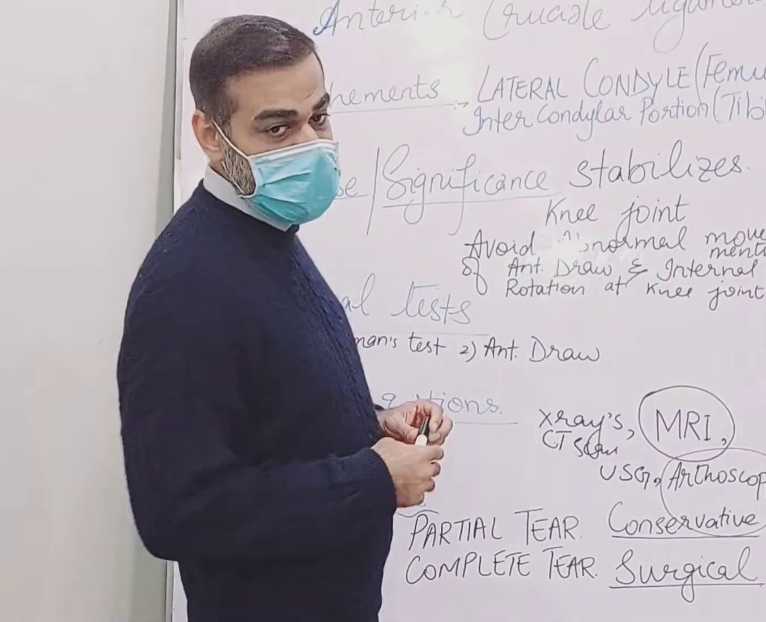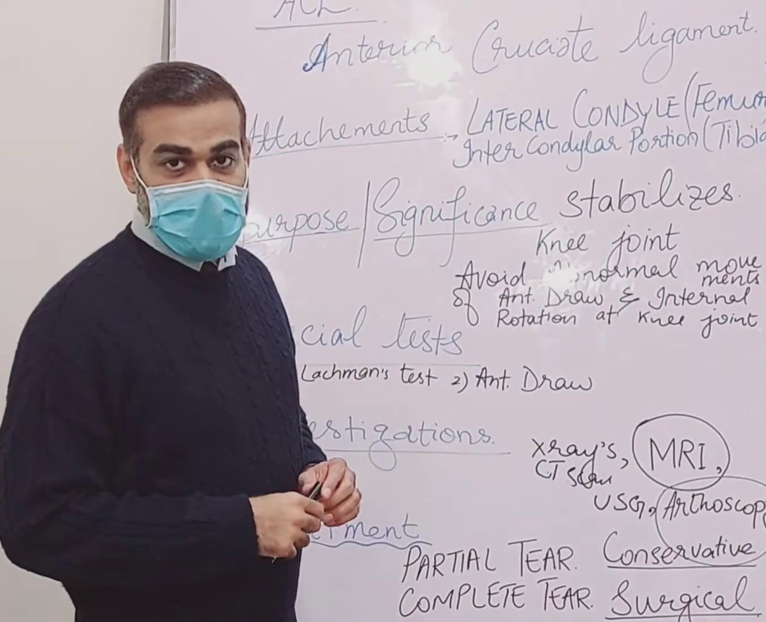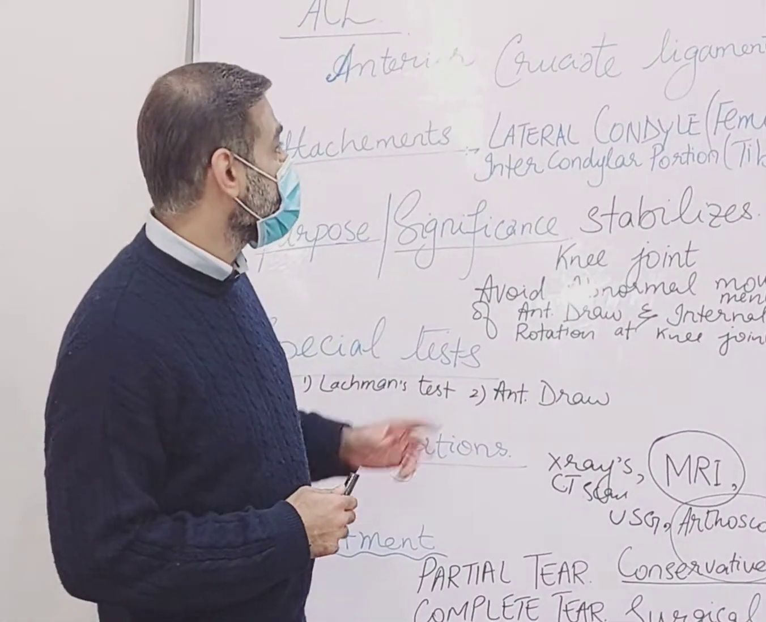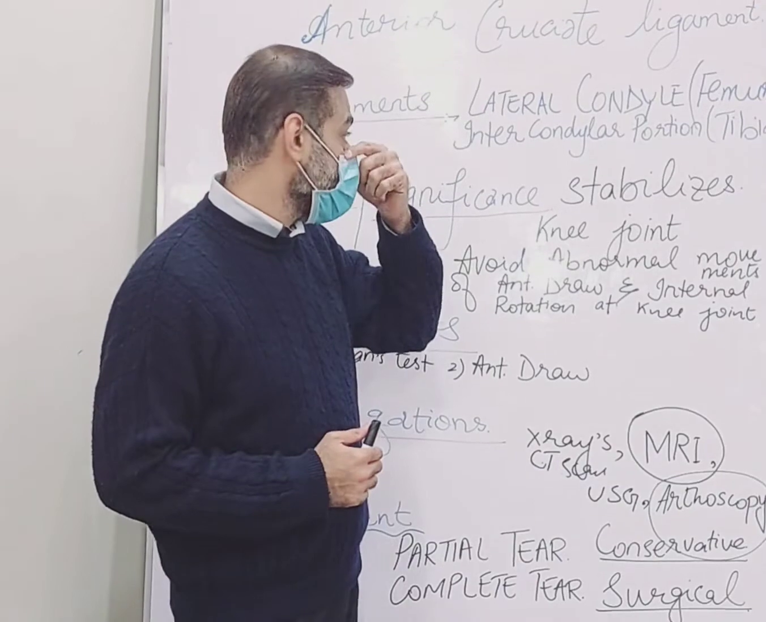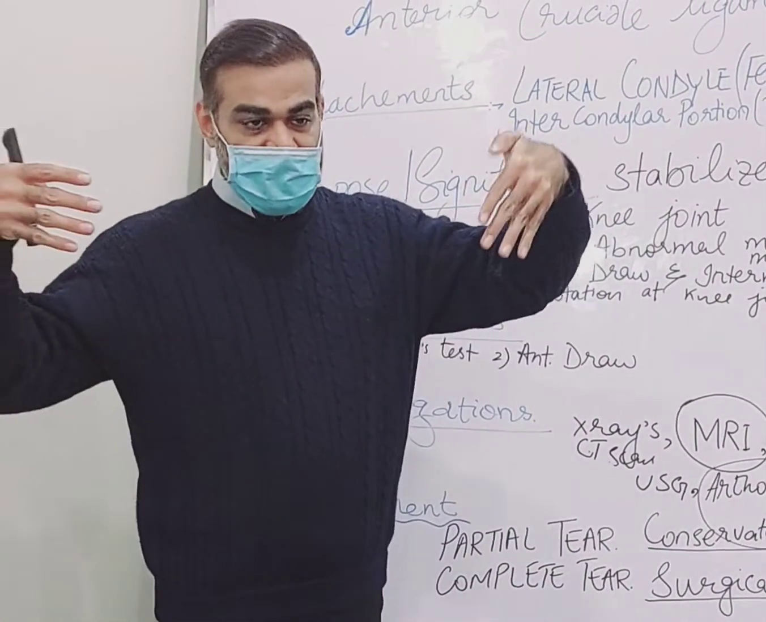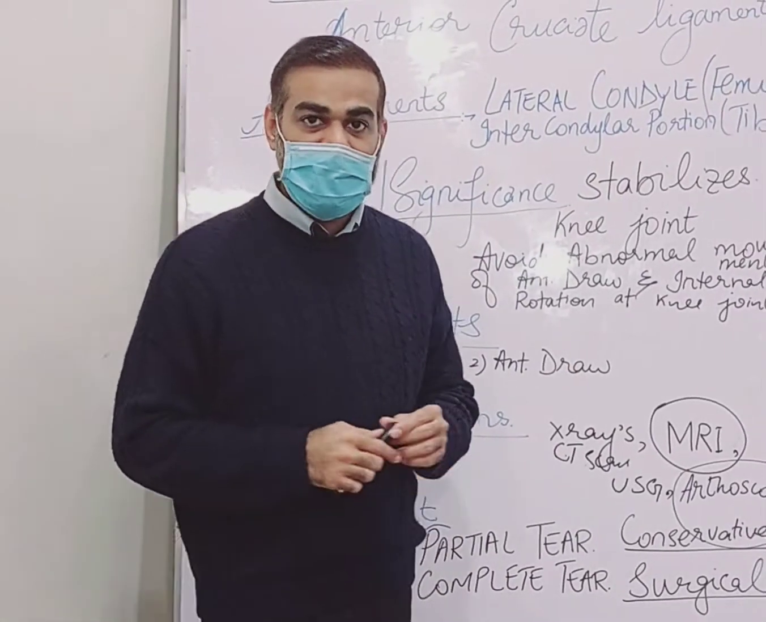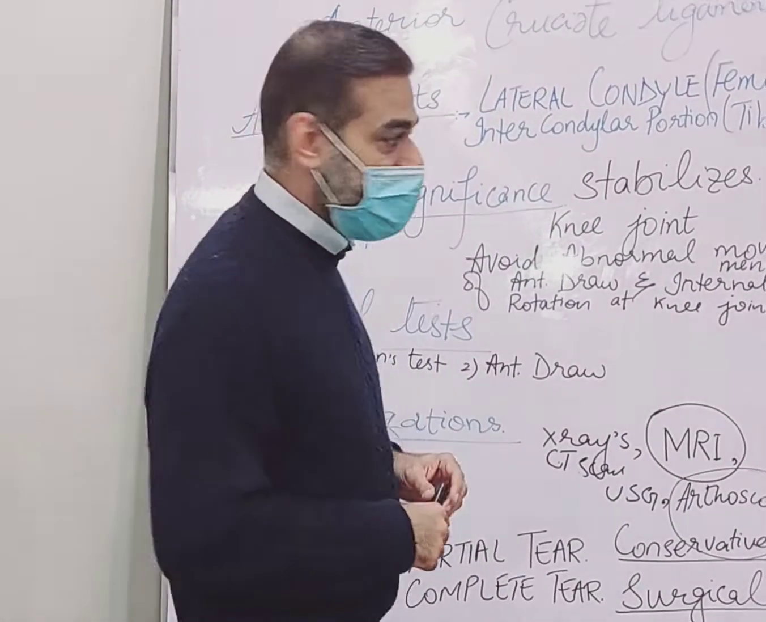Today we will be studying ACL, anterior cruciate ligament. What is anterior cruciate ligament basically? It is one of the most important ligaments of the knee joint. As the word cruciate stands for, the fibers of this particular ligament crisscross each other just like this. So that's why it is called cruciate ligament.